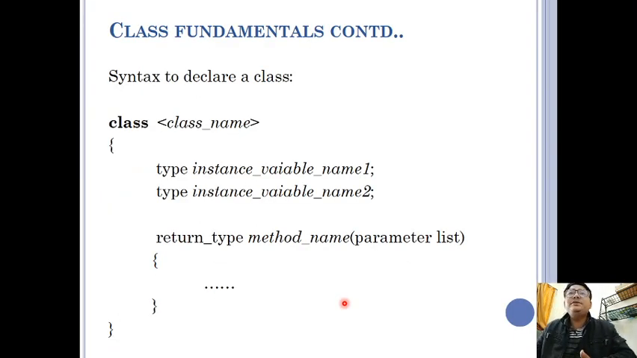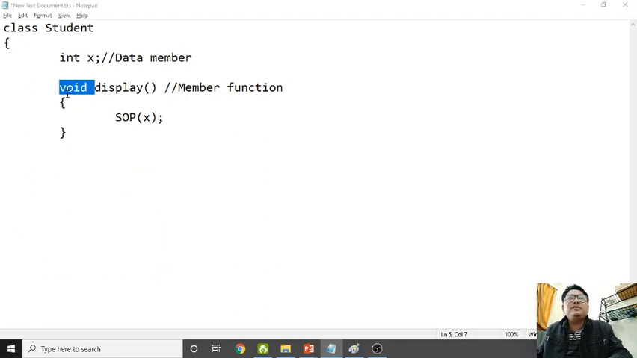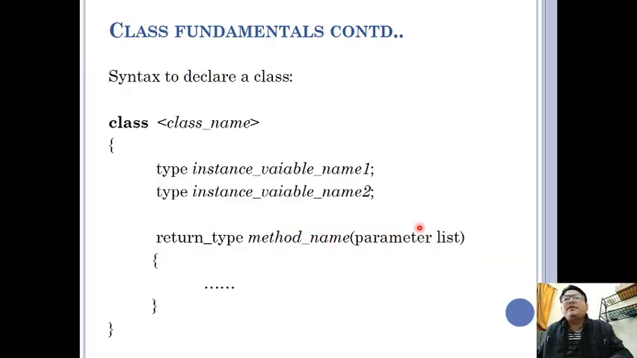In addition to data members, member functions, and constructors, we have blocks or interfaces, etc. As of now, three things will be sufficient for you to move around. This is the syntax that I've already talked about. In the syntax, there is a class keyword and the name of the class, instance variables or data members, and then followed by the member functions. Member functions have a return type. The return type can be void, which means nothing, or it can be int also, and then followed by the name of the method, and then inside the parentheses you can have the parameter list, depending upon the scenario.